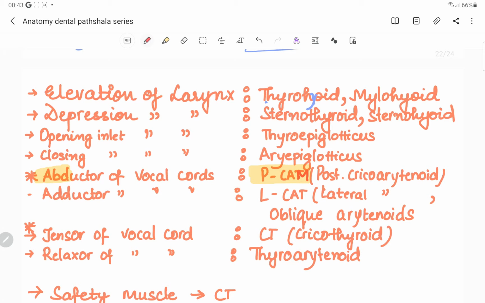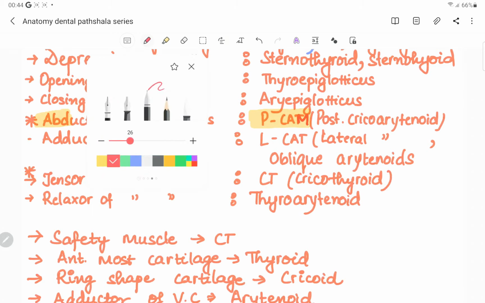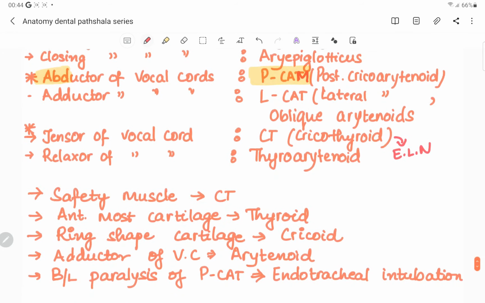We have also studied the only muscle supplied by the external laryngeal nerve. Rest, all the muscles of the larynx are supplied by the recurrent laryngeal nerve. So the only muscle supplied by the external laryngeal nerve is the cricothyroid. Rest all are supplied by the recurrent laryngeal nerve. The relaxer of the vocal cord is thyroarytenoid.